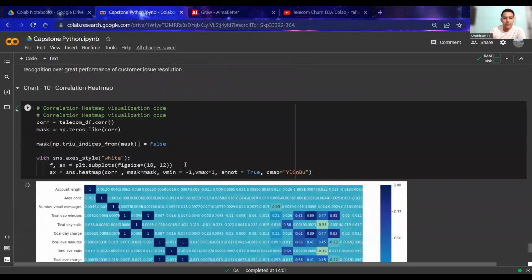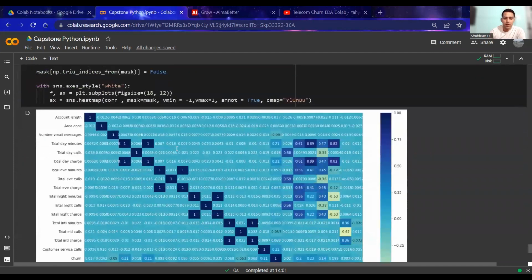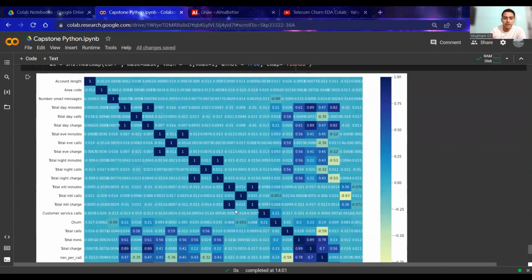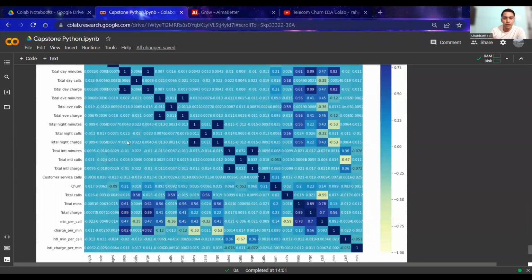So next we have the correlation heat map. Here all the diagonal elements are 1, and you can see that there is a positive correlation between total day charge and total day minutes, which is 1. The same holds for evening minutes and evening charges, and the night and international charges. We can also see that customer service calls are correlated with all the columns, except for the area code.